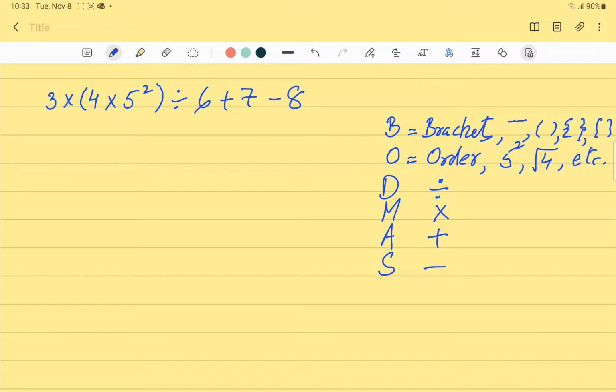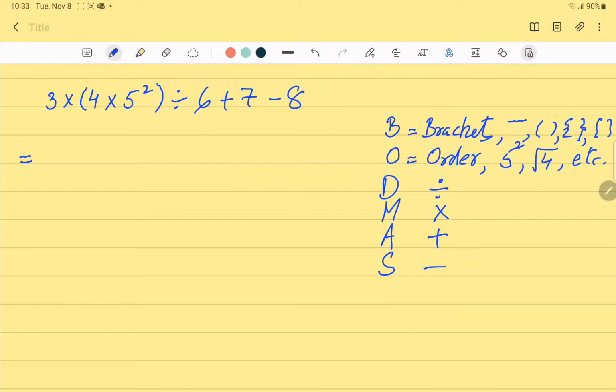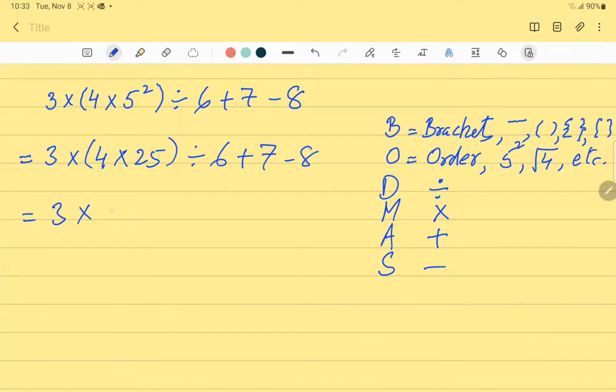That is, first of all, we will go for the bracket. So in the given expression, we have only one bracket here. So 3 into 4. What will be the square root of 5? It is 25. Okay, 4 into 25 is 100. Since that was the only number left there, that's why we have removed the bracket.